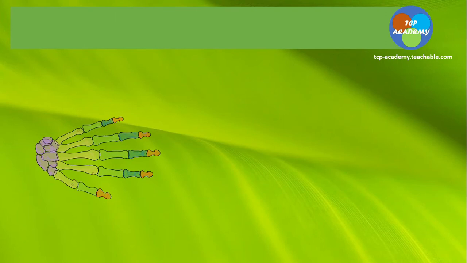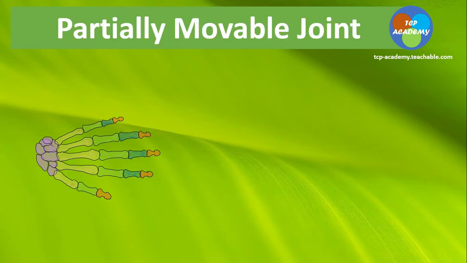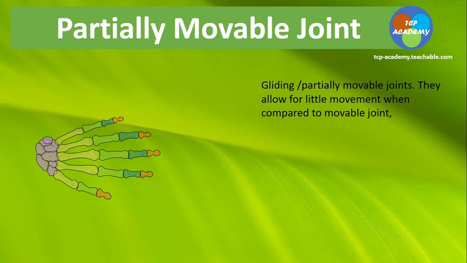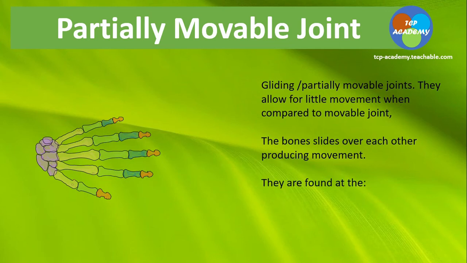Now look at this joint. Which joint is represented here in that pink or purple region? It is the partially movable joint. Great. And it is also referred to as gliding joint. They allow for little movement when compared to movable joint. The bones slide over each other to produce a movement. We're looking at this region right here. That's the area that we're looking at for the partially movable joint.